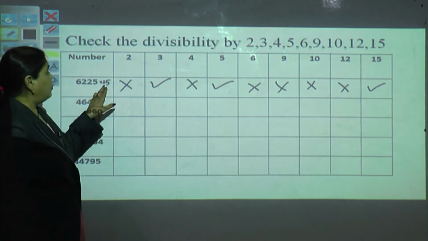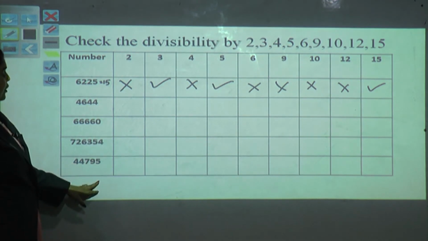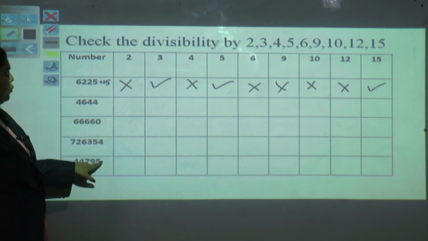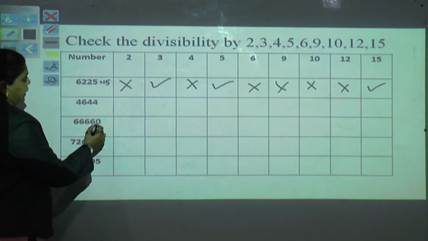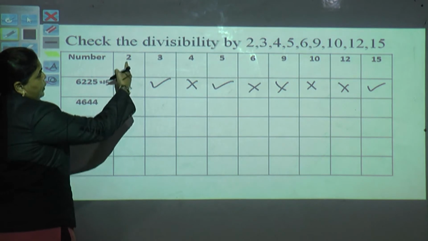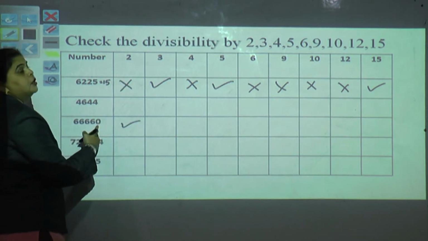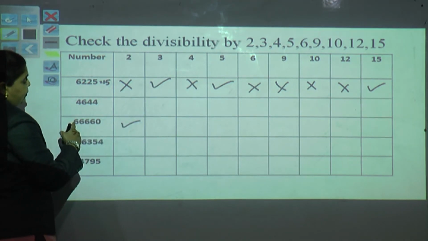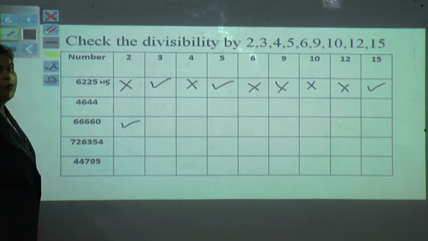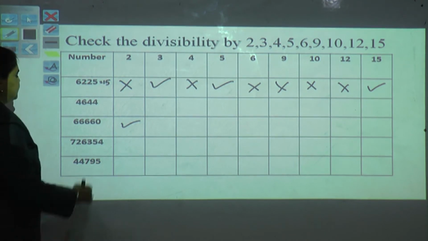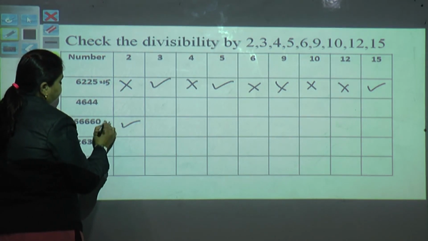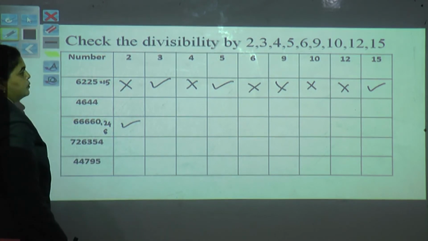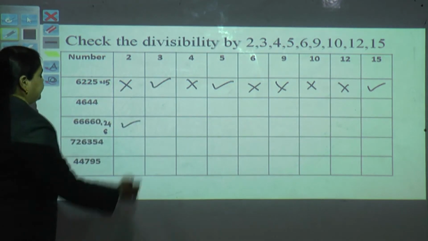So we can do some related examples here already given. See here. You will practice this. One more example I will take. This is 0. So I can say it is divisible because it should be an even place. Then what about 3? The sum should be divisible by 3. Here I am having 6, 6, 6, 6. I can go for 6 fours are 24. 4 plus 2 is 6. So it can be divisible by 3.